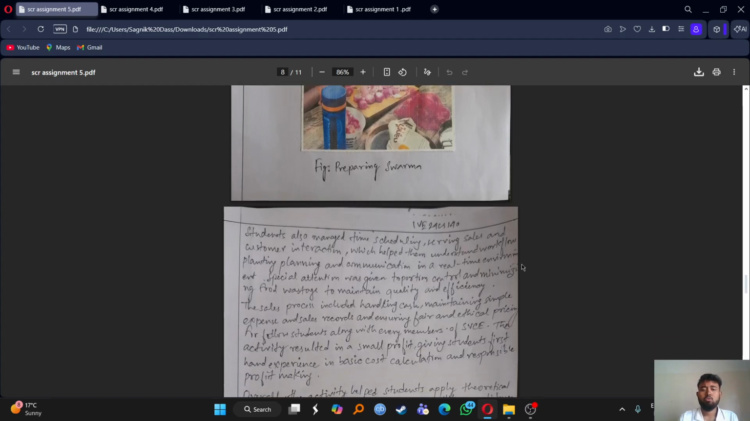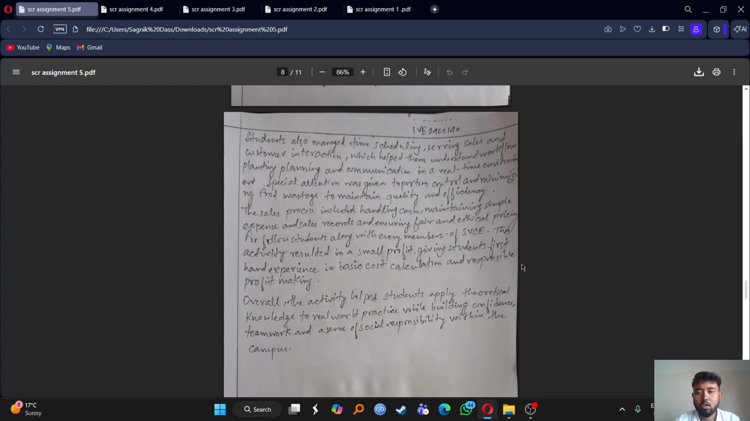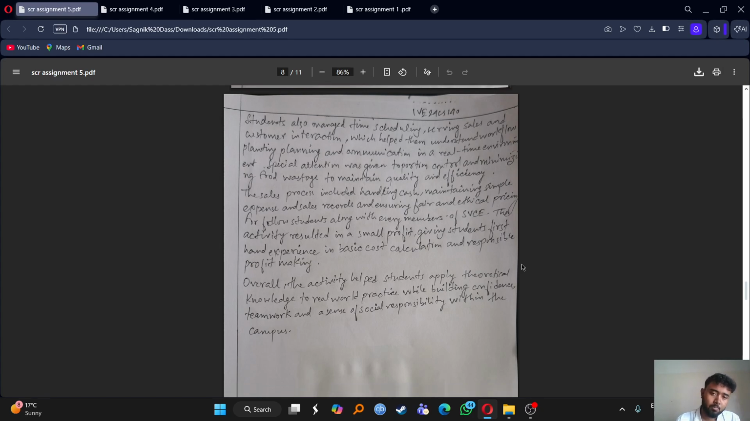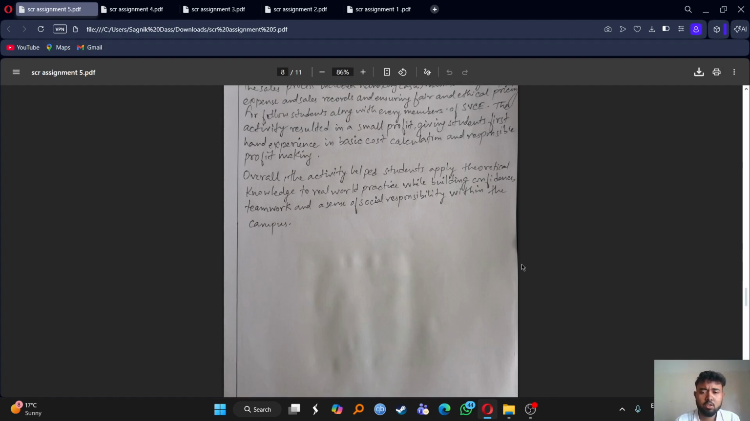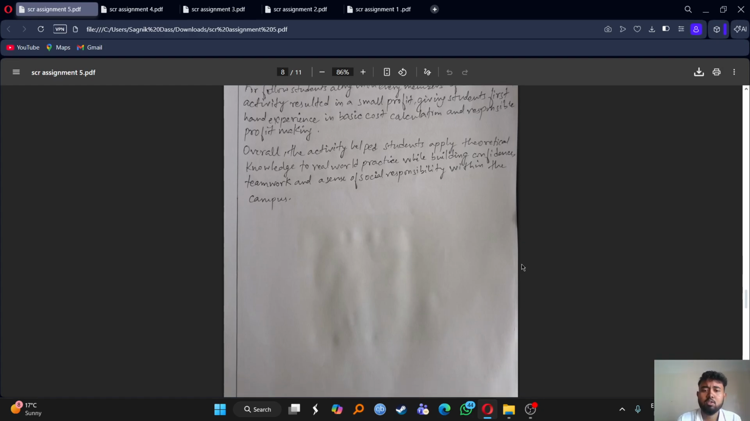Students also manage time scheduling. We managed the time scheduling properly. Yes, we didn't get the entire day to sell, so we needed to manage a huge crowd of SVCE, and also the time we properly managed to get the shawarmas ready and to be served to the customers. Overall, the activity helped students to apply theoretical knowledge to real world practice while building confidence, teamwork, and a sense of social responsibility within the campus.